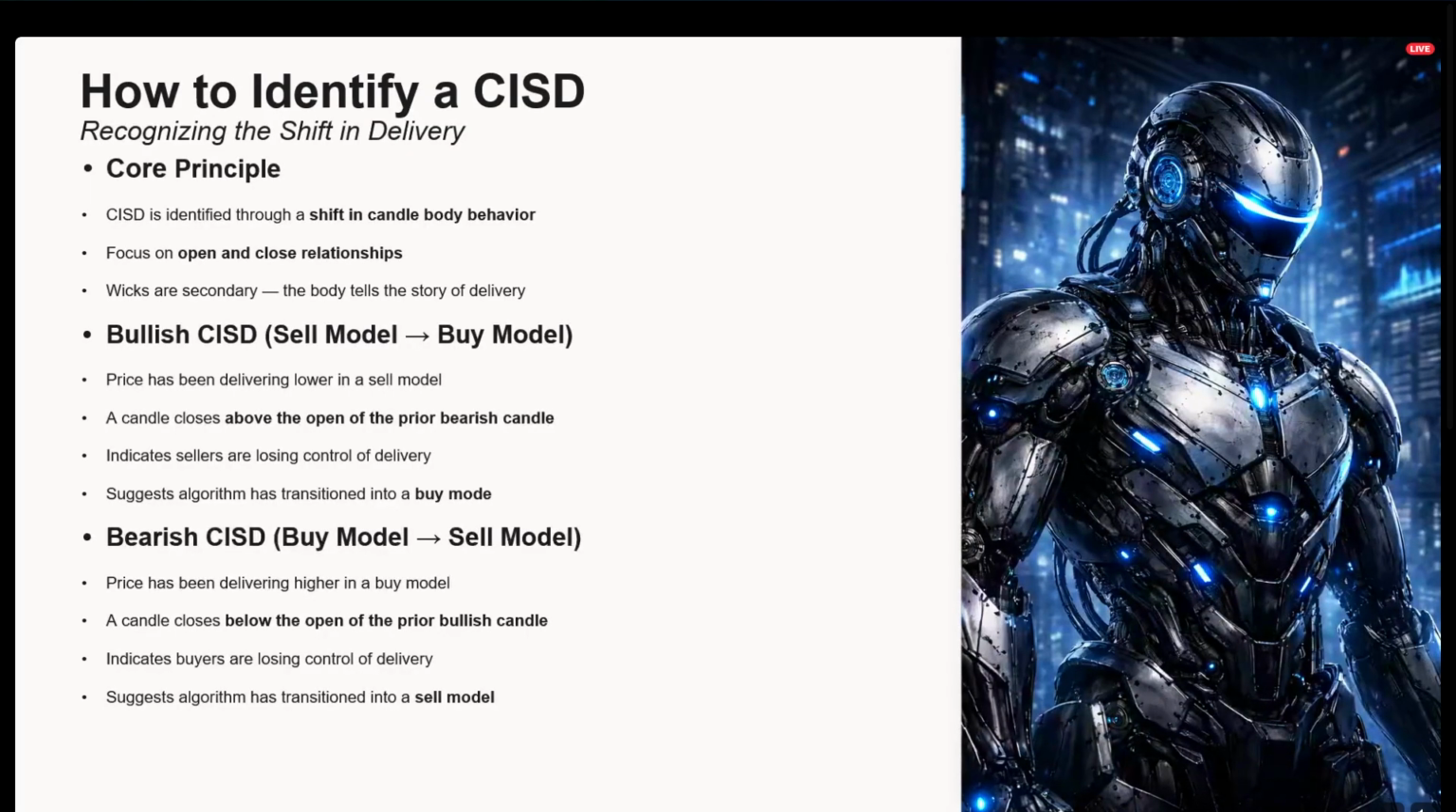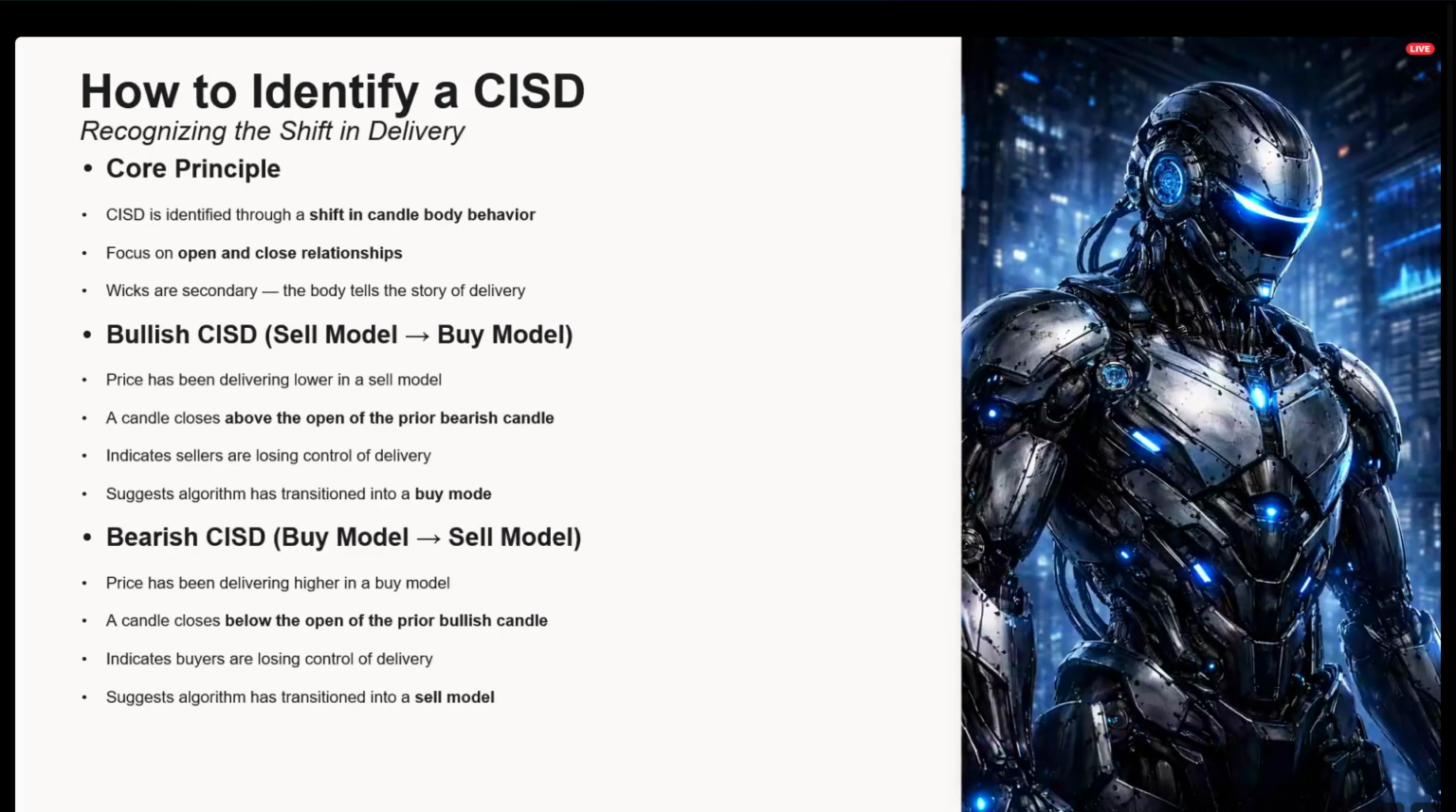with a bearish change in state of delivery, right? Price has been delivering higher in a buy model. It has been sweeping buy side liquidity targets. Whatever your draw on liquidity is for buy side, it has been met. Okay? Once it has been met, you start to see sell candles print on your chart. It doesn't matter if it's one strong bullish candle that goes into your draw on liquidity or 5 that go into your draw on liquidity.